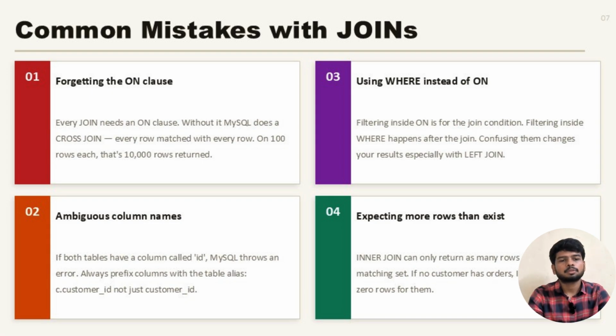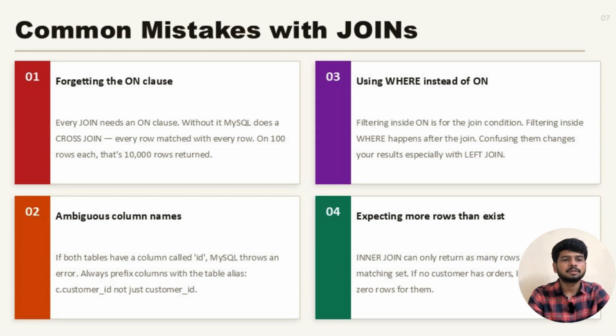Second one is ambiguous column names. If both tables have a column named customer ID and you just write customer ID in the SELECT without the table prefix, MySQL throws an error. It doesn't know which table you are referring to. So you should always write c.customer_id, o.customer_id. Every time, tell which table the column you are using belongs to. Every column should have the table it belongs to.